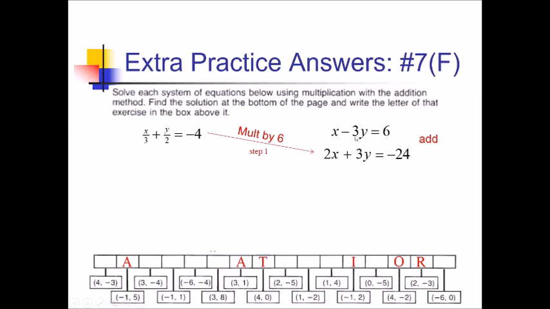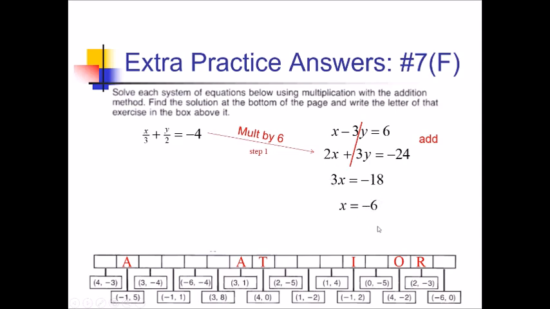So those y's are going to cancel out. And then we have an x and a 2x, that's 3x. 6 plus negative 24 is negative 18. Dividing both sides by 3, we end up with x equals negative 6.